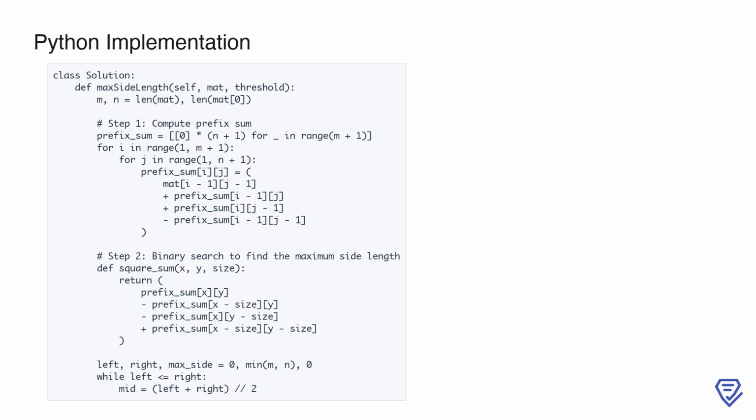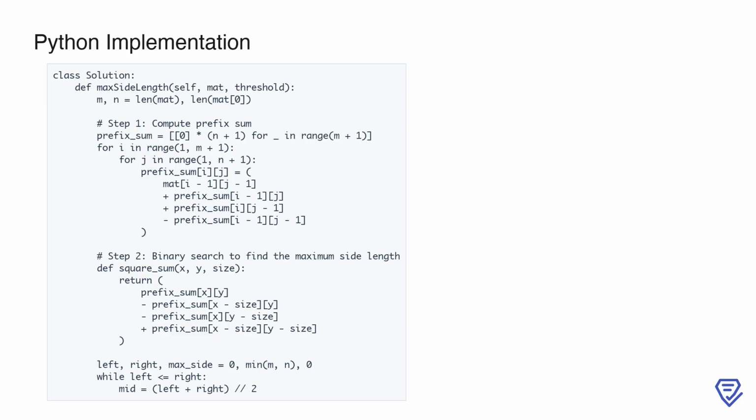Next, we compute the prefix sum for the matrix to enable efficient calculation of submatrix sums later. The prefix_sum matrix is initialized with an extra row and column filled with zeros to simplify boundary calculations. Using a nested loop, we populate the prefix_sum matrix. For each cell, we add the current matrix value, the prefix sums from the top and left, and subtract the overlap from the top left diagonal. This formula ensures that the prefix sum for any given cell represents the sum of all elements in the submatrix from the top left corner to that cell.